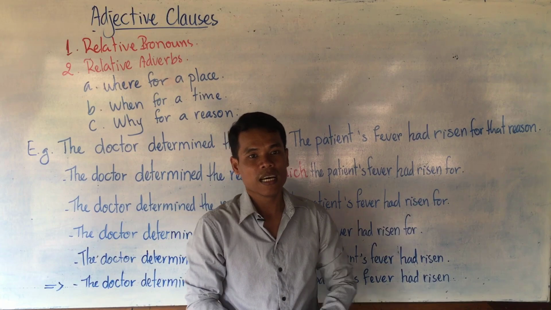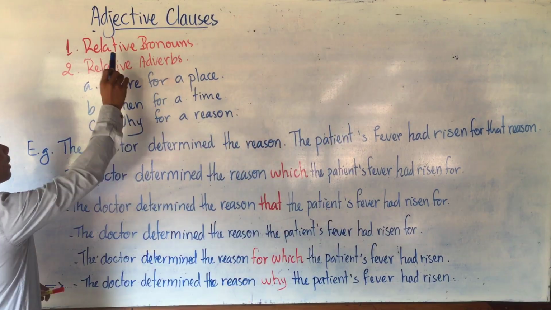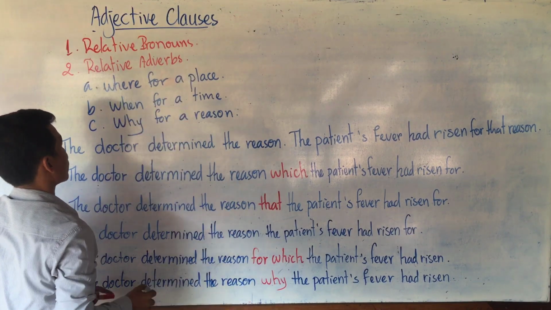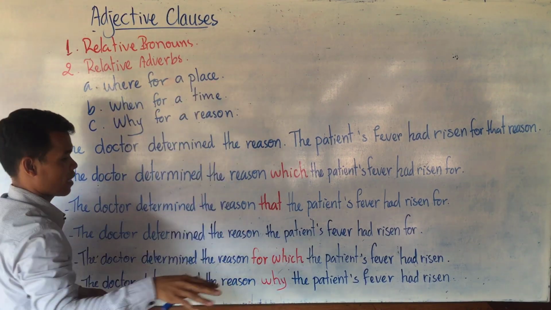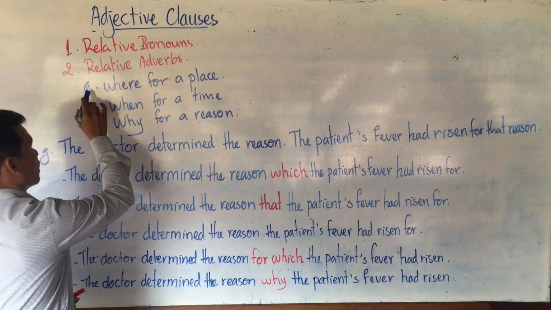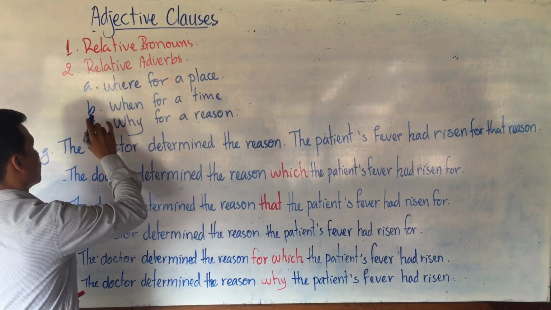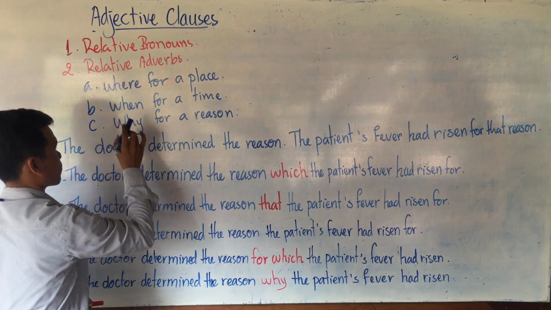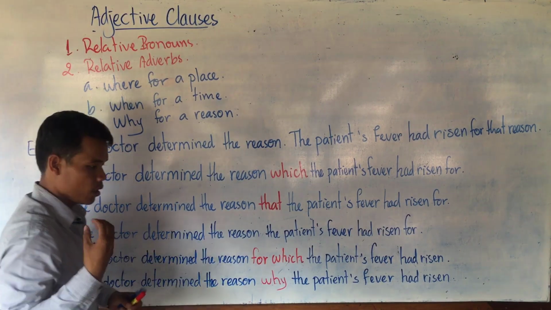Okay, let's go with me. Adjective clauses or relative clauses, the same thing. A relative pronoun, as I mentioned already. A relative adverb, we have letter A, where for a place. B, when for a time, and letter C is why for a reason.